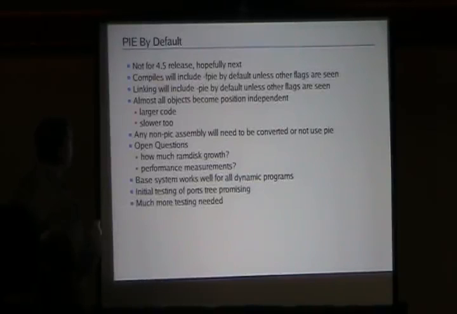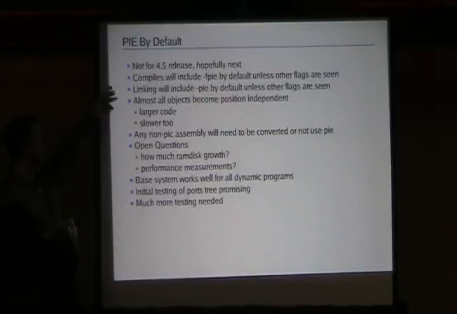So what would happen essentially is that when it's on by default, when you compile an object file, if it doesn't see -fPIC, it's going to assume that this is going into a program and compile it with -fPIE. And when you link, unless it sees -shared for a shared library, it's going to assume that you're linking a program and link it with -pie.